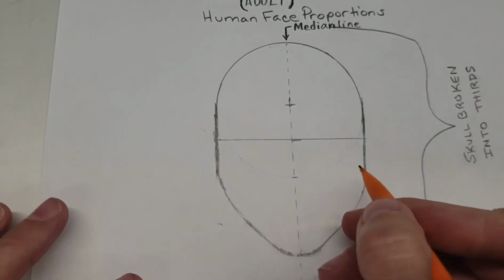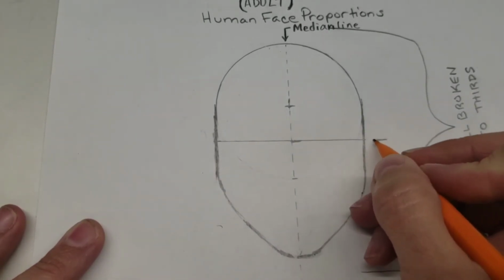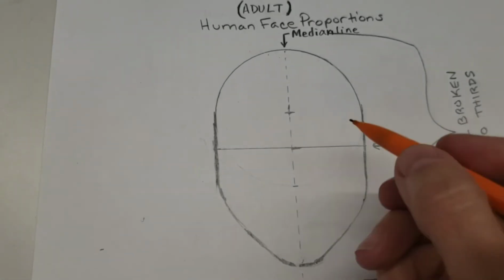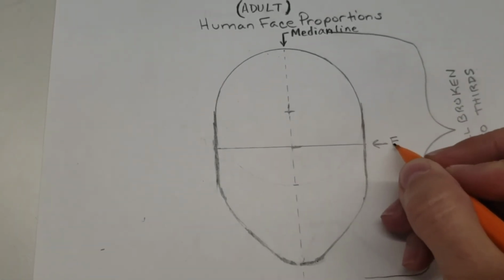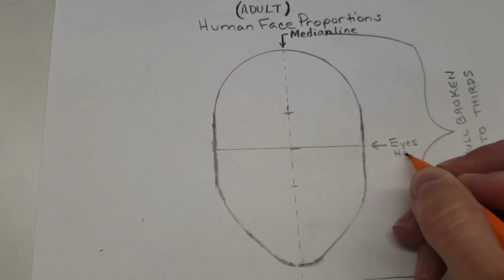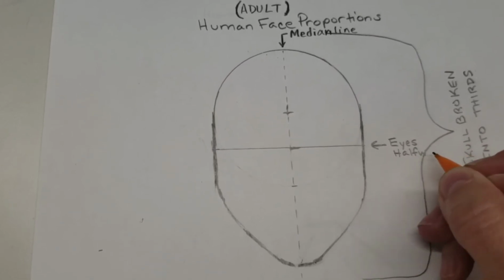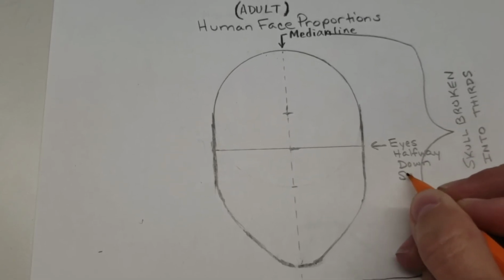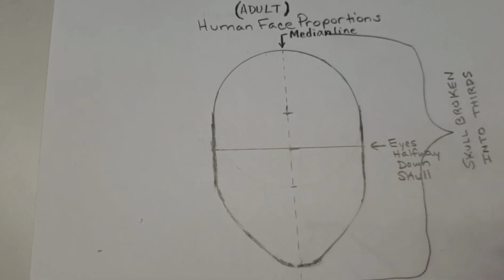Because your eyes, I'm going to label this, are halfway down your skull. Eyes halfway down your skull. So you have to make sure that that's labeled.